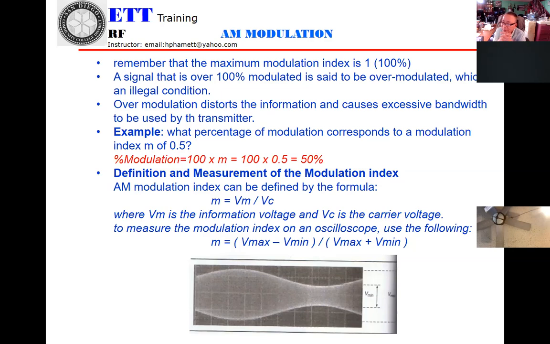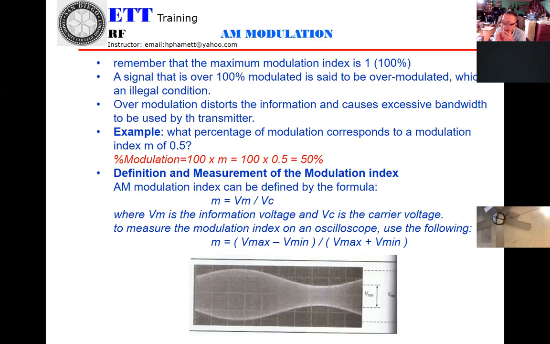Example: what is the percentage of modulation that corresponds to a modulation index M of 0.5? The calculation equals 100 times M, so you get 50% modulation.